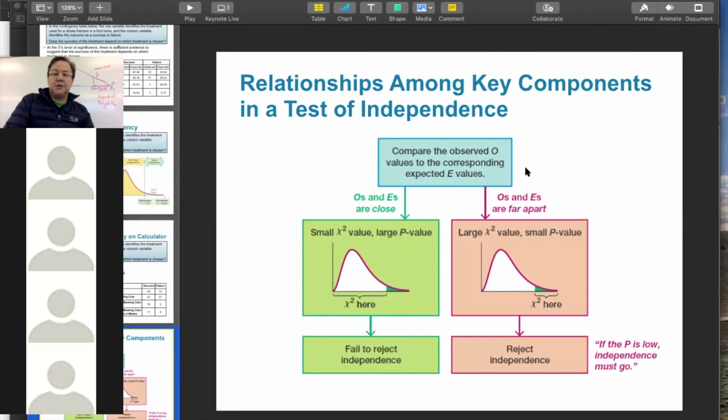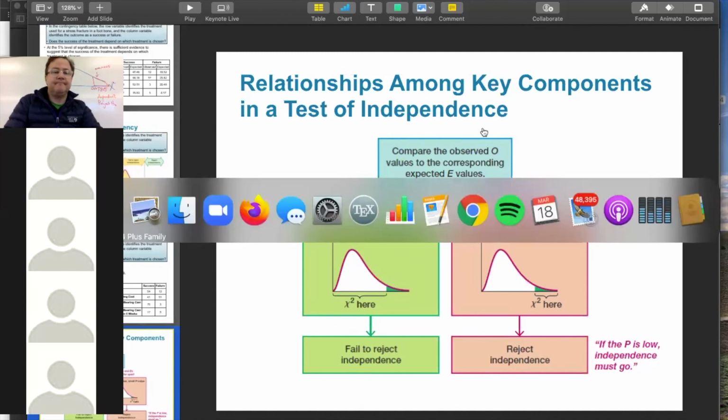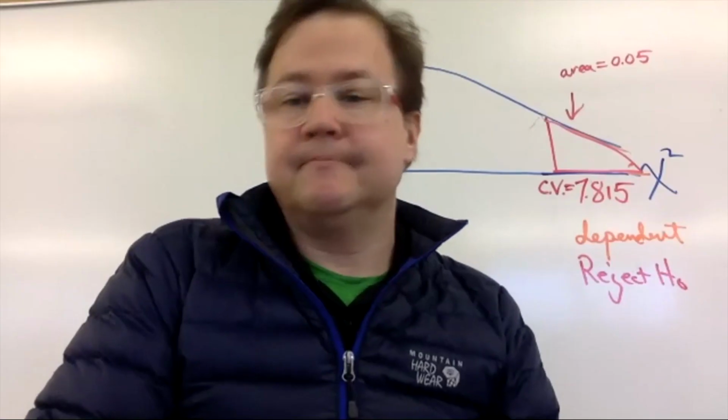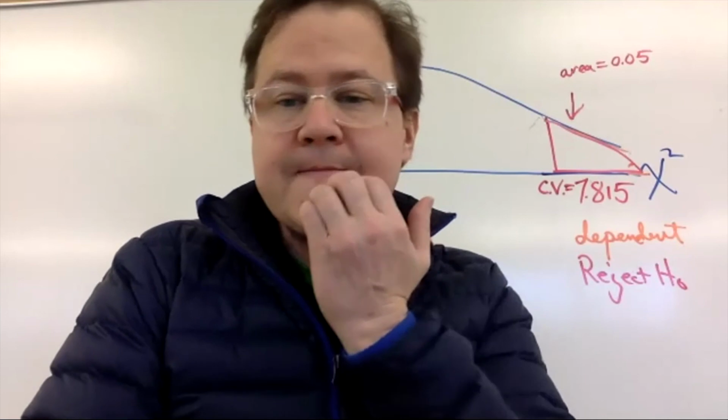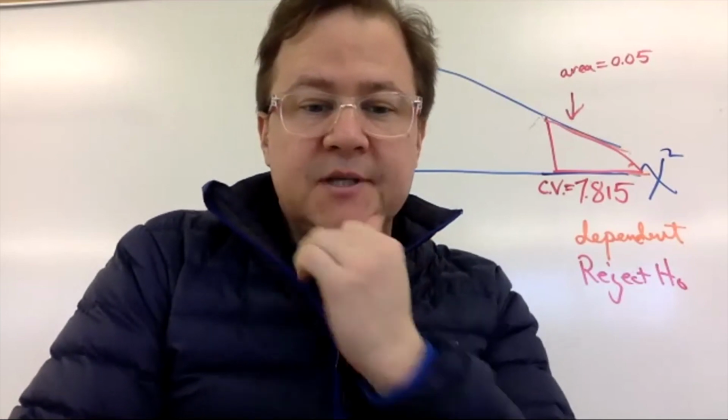So yeah, in conclusion, we're always comparing the observed to what was expected. And if these are very far apart, it's going to push the test statistic further to the right. And if it's far enough to the right, we will reject independence. We say that there's sufficient evidence to say that the results depend on the procedure. And that concludes that particular slideshow. So hopefully that's enough to kind of get you going.